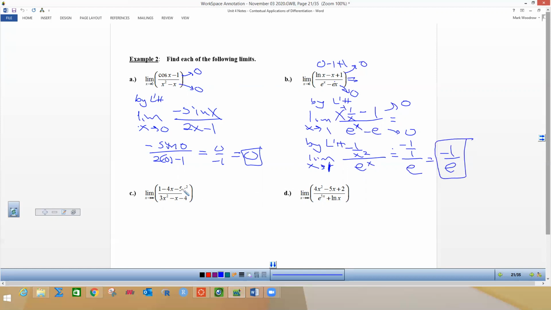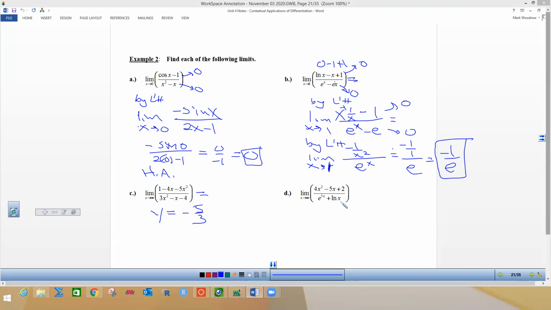Coming down here now, this is infinities. So to me, infinities are horizontal asymptotes. So I would not use L'Hopital on this. I would just use my shortcut. You see the biggest exponents are x squareds. So this means that the horizontal asymptote is y equals negative 5/3. That is going to be your horizontal asymptote using the shortcut. So I would not use L'Hopital on that. Now, if you did use L'Hopital, you will still end up getting the same thing.